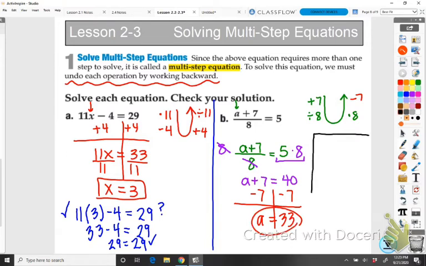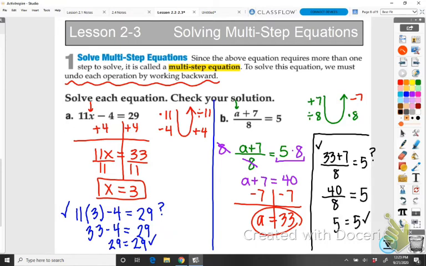So I'm going to use this space to check. 33 plus 7 divided by 8, does that equal 5? Well, 33 plus 7 is 40. Notice how I'm showing each step, and if I do that division, you do get 5. So that's how you show a proper check.